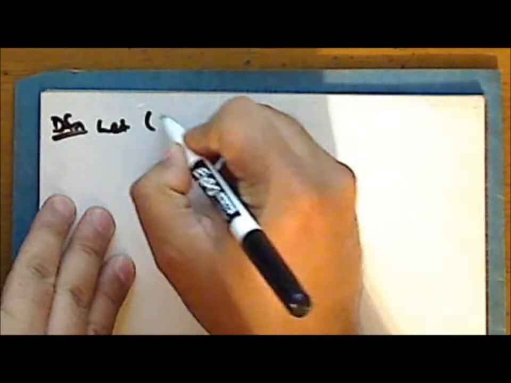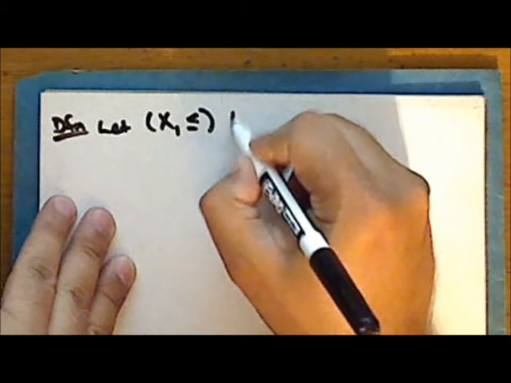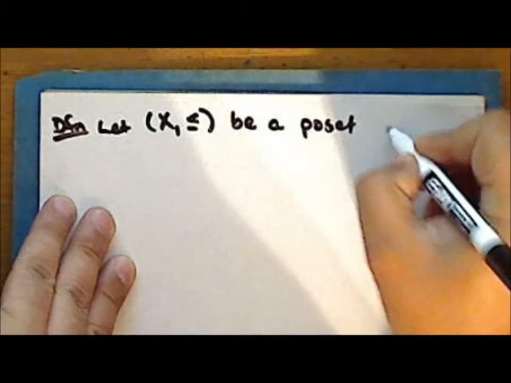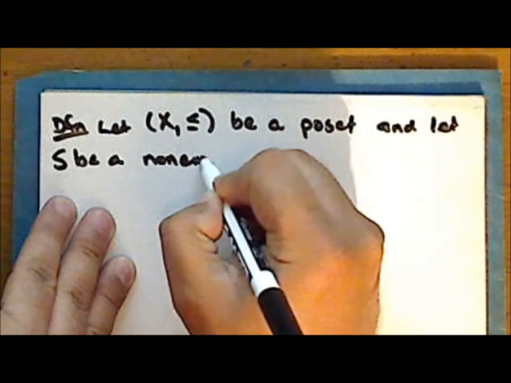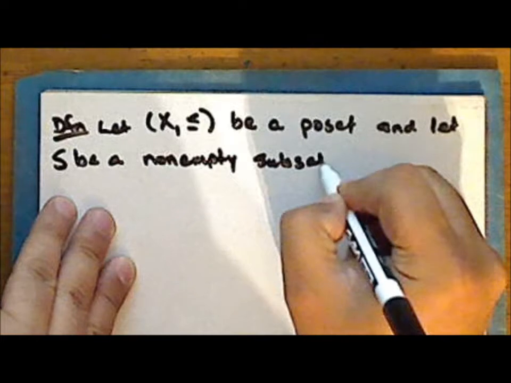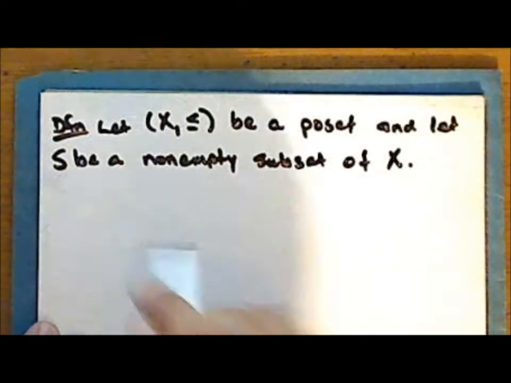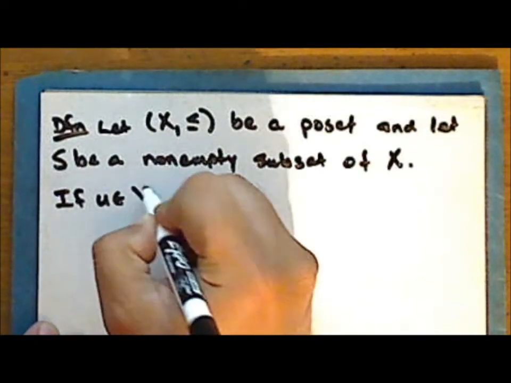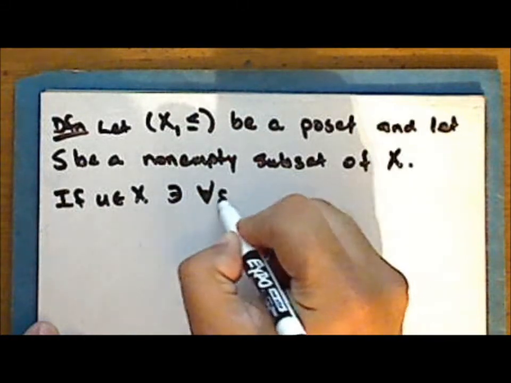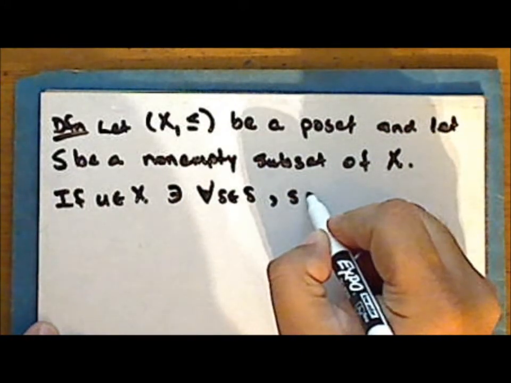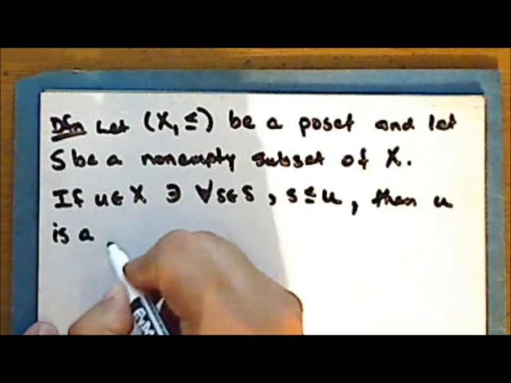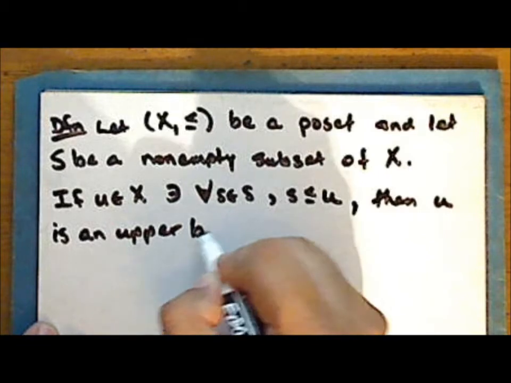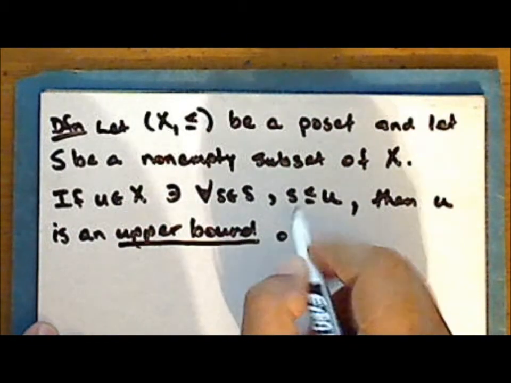Okay, so now a new definition. Let the set X together with the relation less than or equal to be a poset, and let the set S be a non-empty subset of the set X. If there exists an element U in the underlying set X such that for every element S in the set S, we have that the element S is less than or equal to this element U, then this element U is an upper bound for the set S.